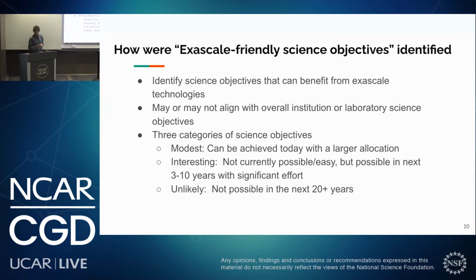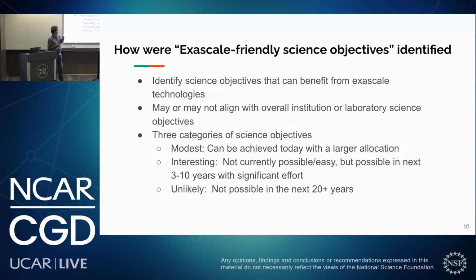And okay, so now I want to talk about exascale friendly science objectives. How were they identified? These are science objectives that can benefit from exascale technology. This may or may not be aligned with overall institution or laboratory science objectives. That's not our goal, to say that these particular science objectives are important. We're just saying that exascale technology can help these. And so it's your choice of whether that matches with your overall objectives.